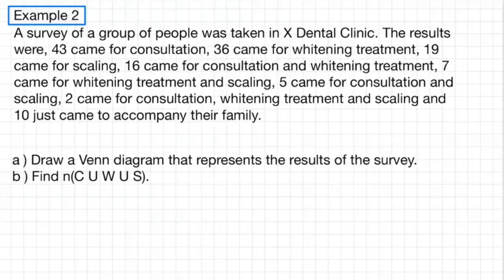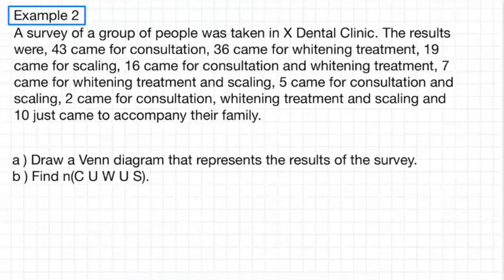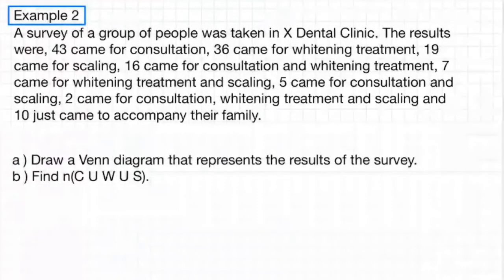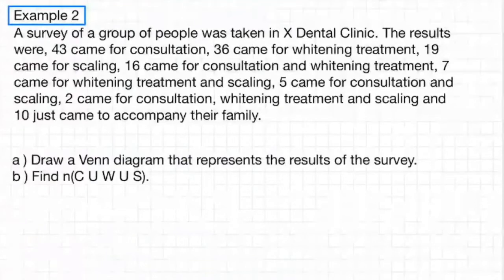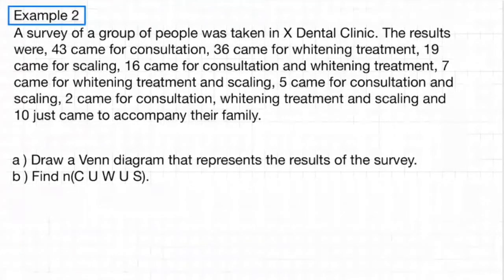The results were: 43 came for consultation, 36 came for whitening treatment, 19 came for scaling, 16 came for consultation and whitening treatment, 7 came for whitening treatment and scaling, 5 came for consultation and scaling, 2 came for consultation, whitening and scaling, and 10 just came to accompany their family. So this is all the information. Now the question asks you to draw a Venn diagram that represents the result of the survey.